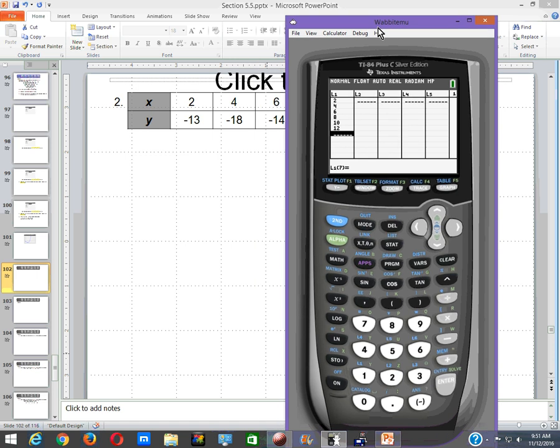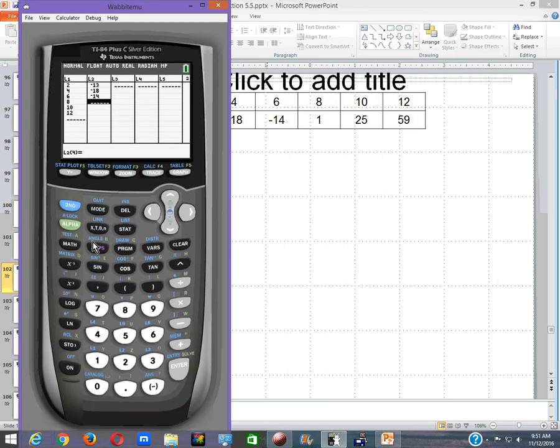So let's see, my y's. Negative 13, negative 18, negative 14, 1, 25, 59. Okay, I believe I can also set up my windows.